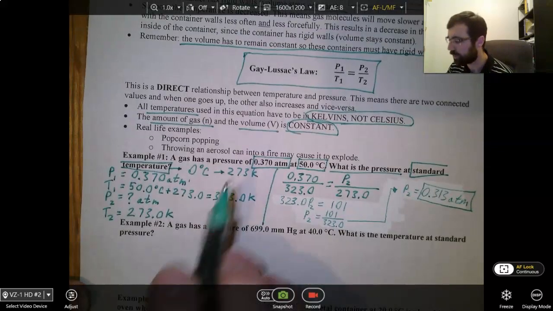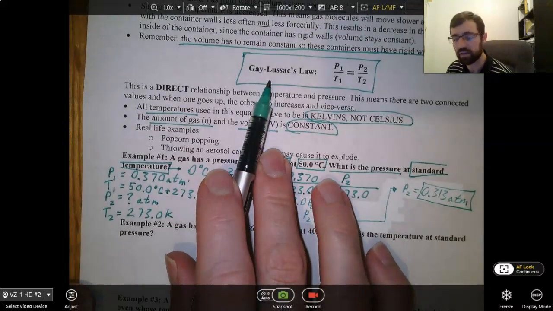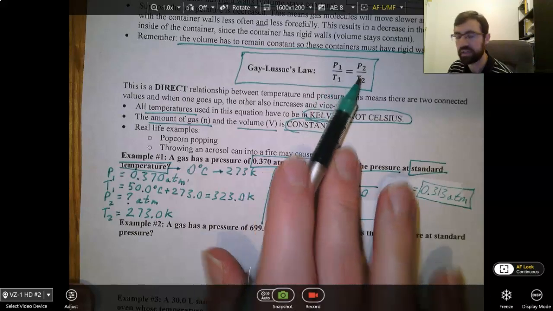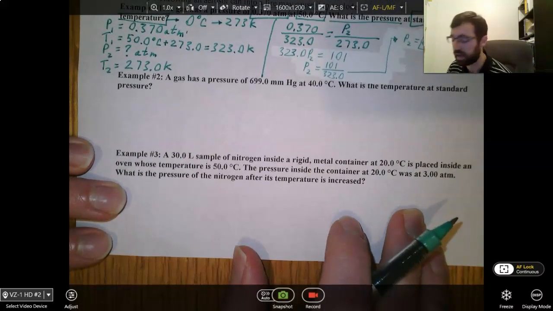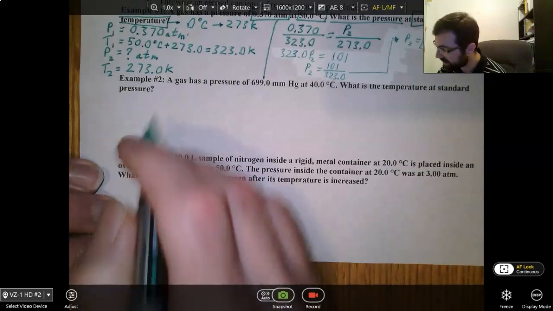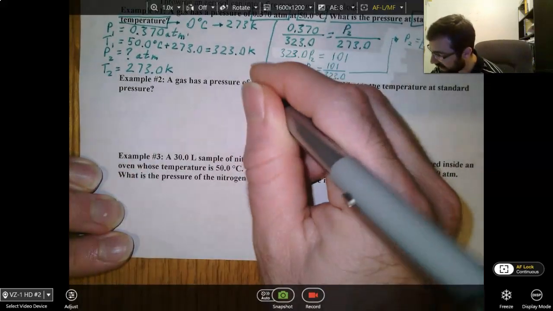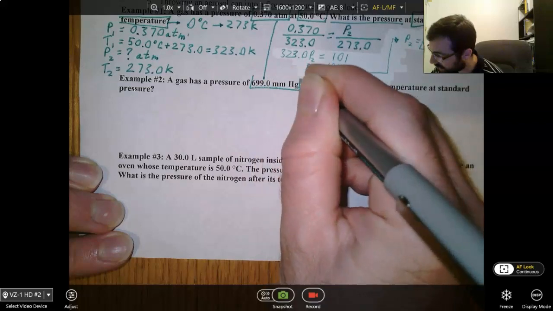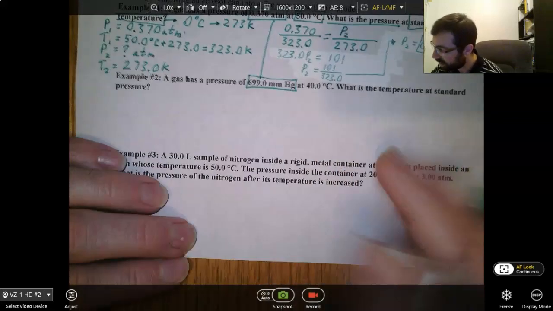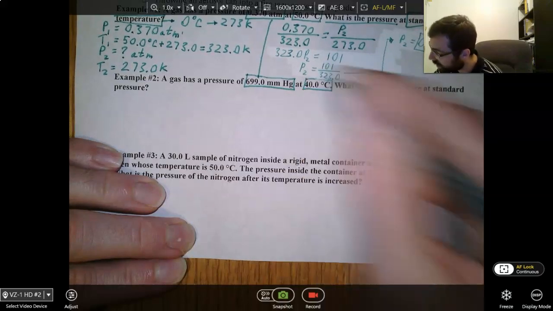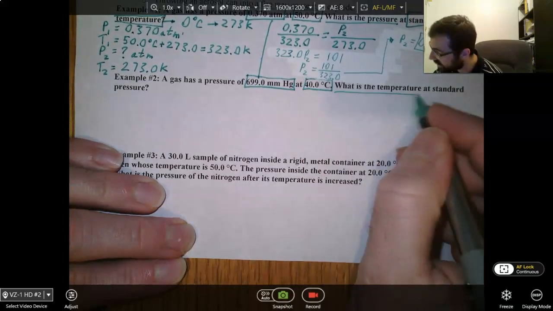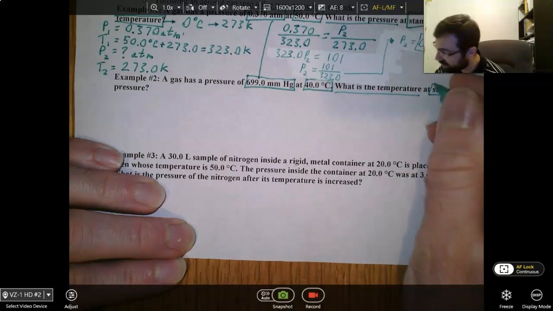We're doing some example problems involving Gay-Lussac's law, which is P1 over T1 equals P2 over T2. So let's look down here at the next example problem. A gas has a pressure of 699.0 millimeters of mercury. It's data. At 40.0 degrees Celsius, a little more data. What is the temperature at standard pressure?